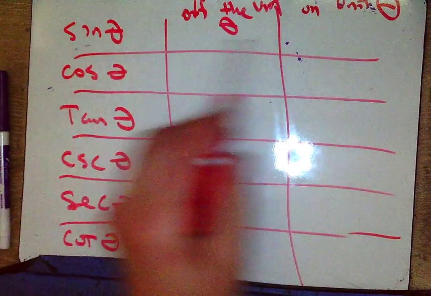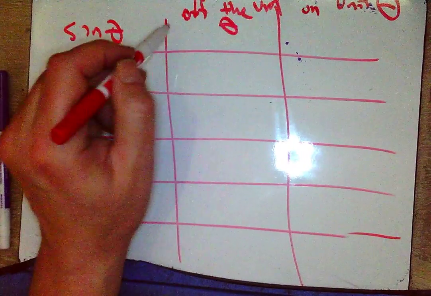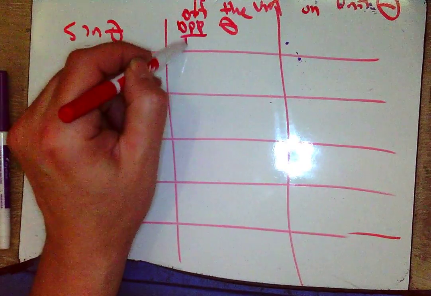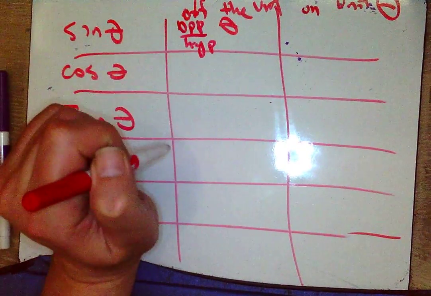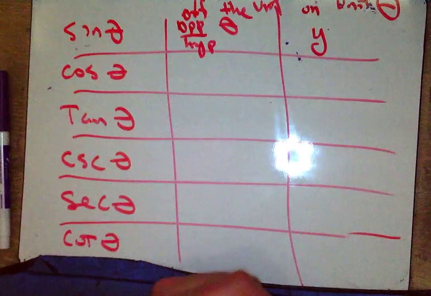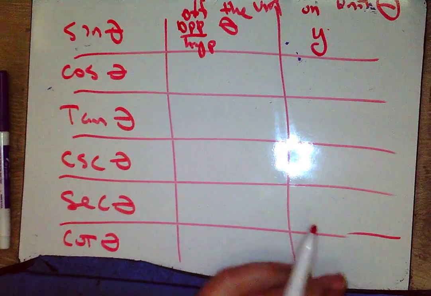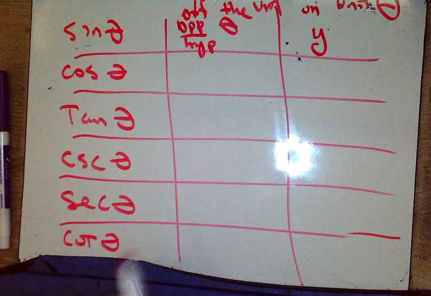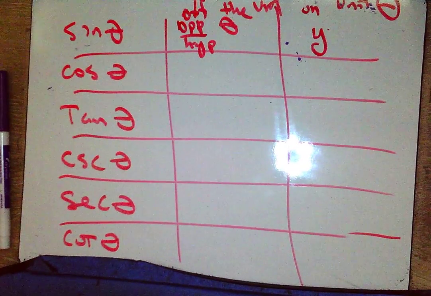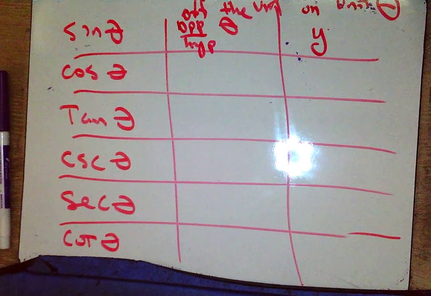What I mean here is that sine, for example, off the unit circle is opposite over hypotenuse. And on the unit circle, that's going to be our y value. So will you fill in the rest of this? I want you to pause the video, give it a go, and then you can compare answers.